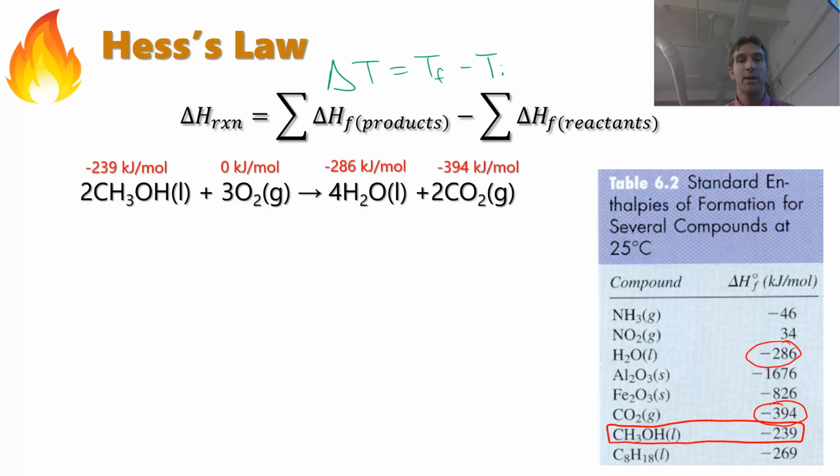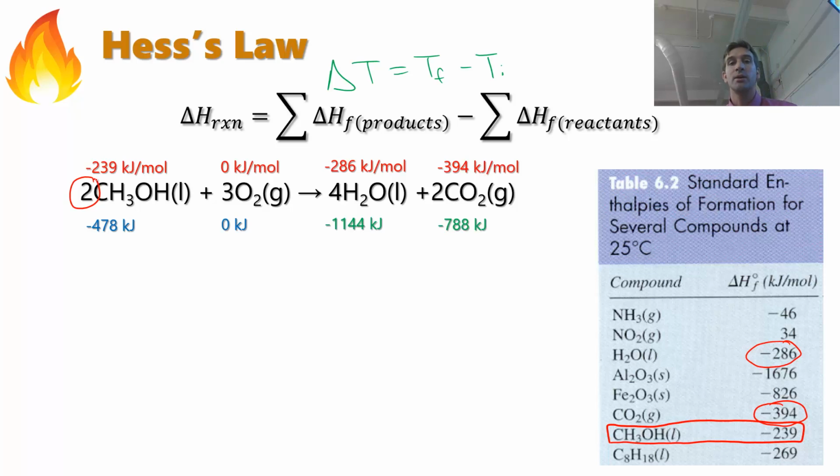Now we have to consider that we don't just have 1 mole of these things. For my methanol, there are 2 moles. So if I'm producing 2 moles, it's going to be twice as much energy. So I'll multiply the negative 239 times 2. Doing that gets me to negative 478. On the oxygen, 0 times anything is 0, so we'll leave that alone. And then we have water, which is going to be 4 times the negative 286, getting us negative 1144 kilojoules. Now we have carbon dioxide, and we'll double that. It's going to be negative 394 times 2, which gets negative 788.